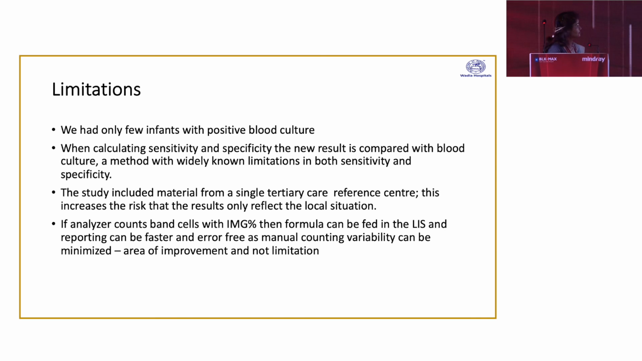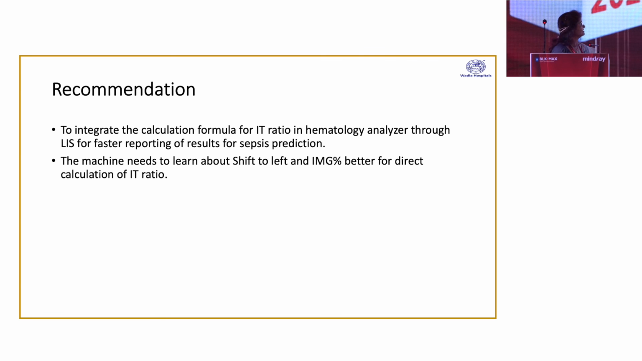If the analyzer counts band cells with IMG%, then the formula can be fed in the LIS and reporting can be faster and error-free, as manual counting variability can be minimized. Area of improvement and not limitation. So our recommendation is to integrate the calculation formula of IT ratio in the hematology analyzer through LIS for faster reporting of results for sepsis prediction. The machine needs to learn about the shift to left and IMG% better for direct calculation of IT ratio.